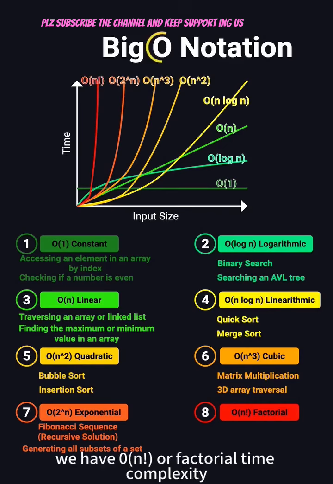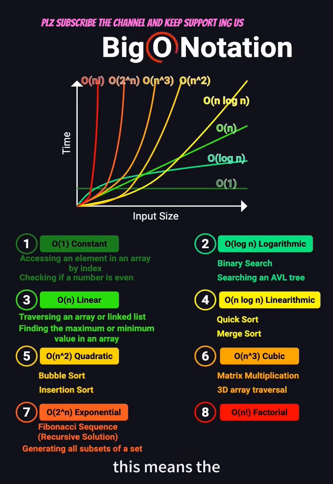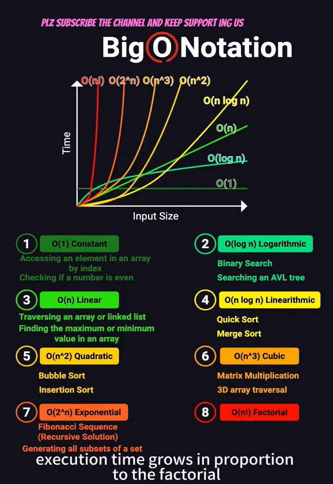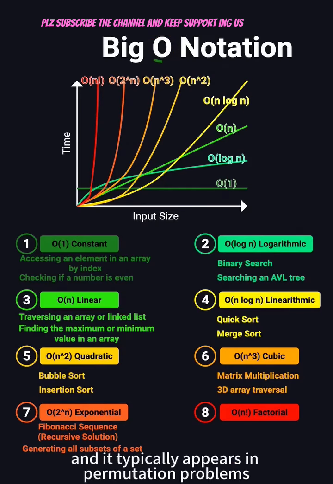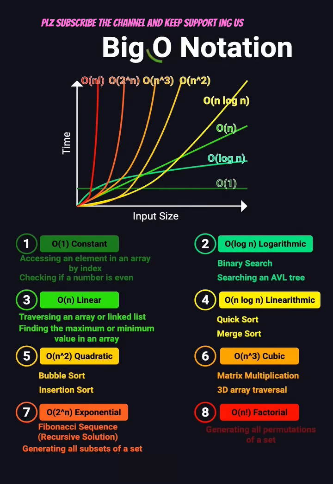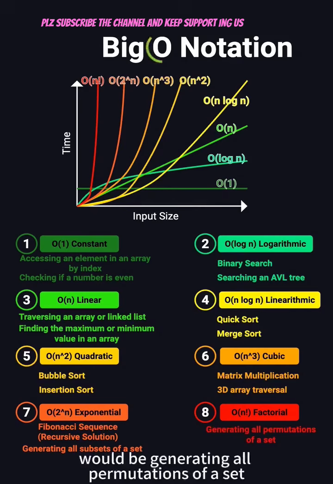Finally, we have O(n factorial), or factorial time complexity. This means the execution time grows in proportion to the factorial of the input size, and it typically appears in permutation problems. An example would be generating all permutations of a set.